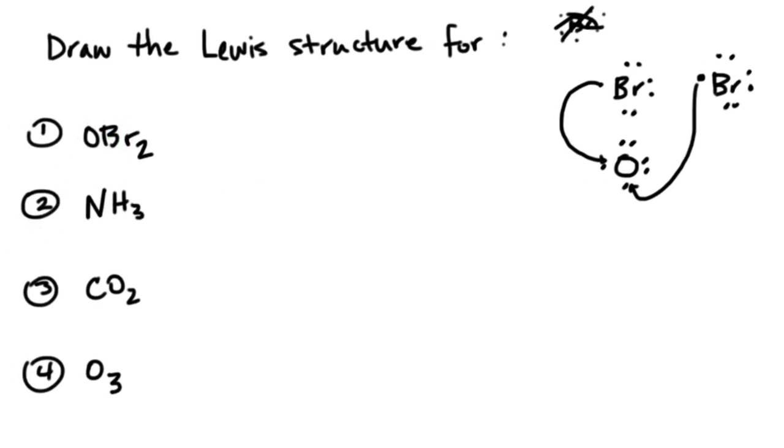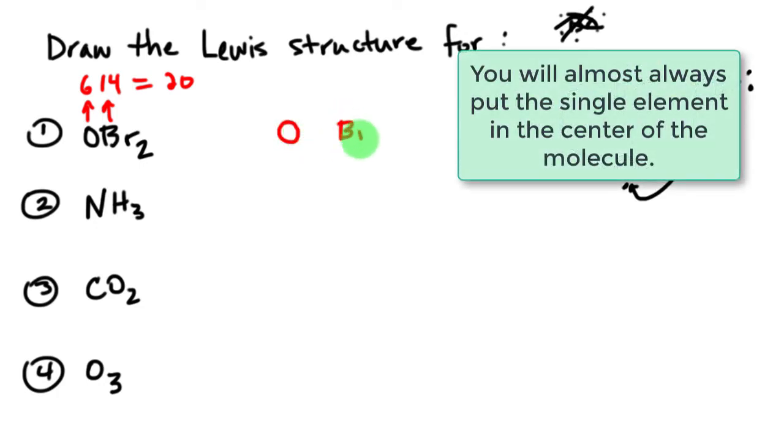So what do I do if it's a little bit more complicated? One rule is to take out all the electrons: 6 for oxygen, 14 for the bromines, because there's 2. What I'm doing is pooling together all of my valence electrons that I have to work with. That's going to be a total of 20 valence electrons to use. I'm going to put oxygen in the middle and bromine on either side.